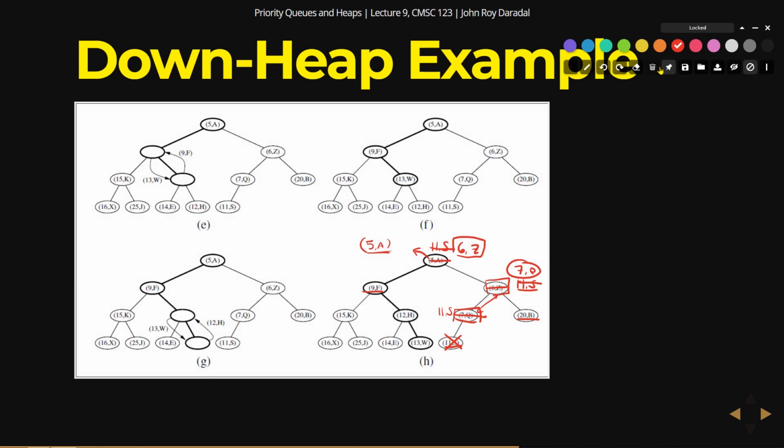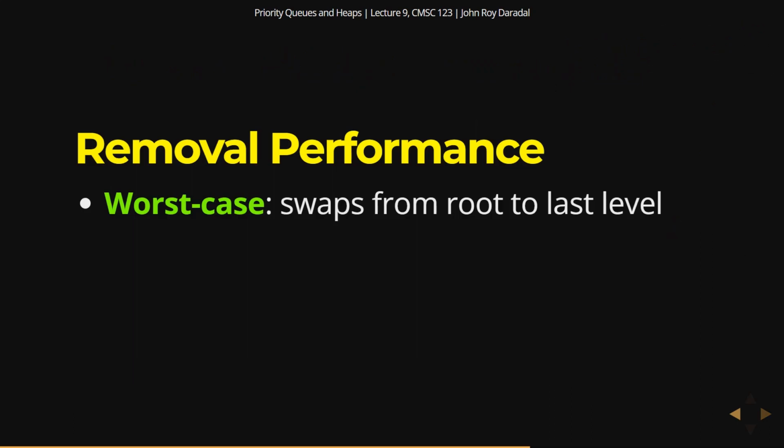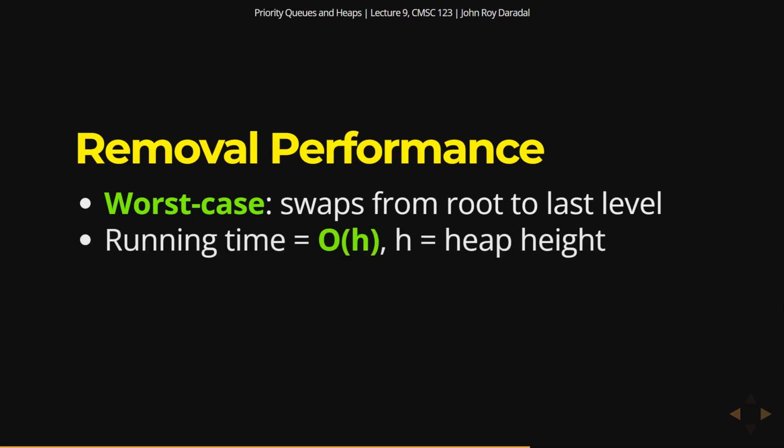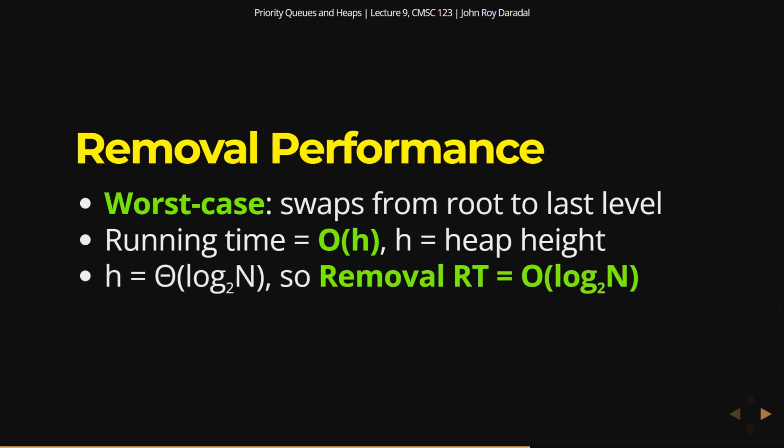Now how about the performance of removal? In the worst case, we will do swapping from the root all the way down to the last level. So that will also take the whole height of the heap, right? So the running time would be O of h, where h is the height. But as we mentioned, height is log of n base 2. So the removal running time will also be O of log n base 2.